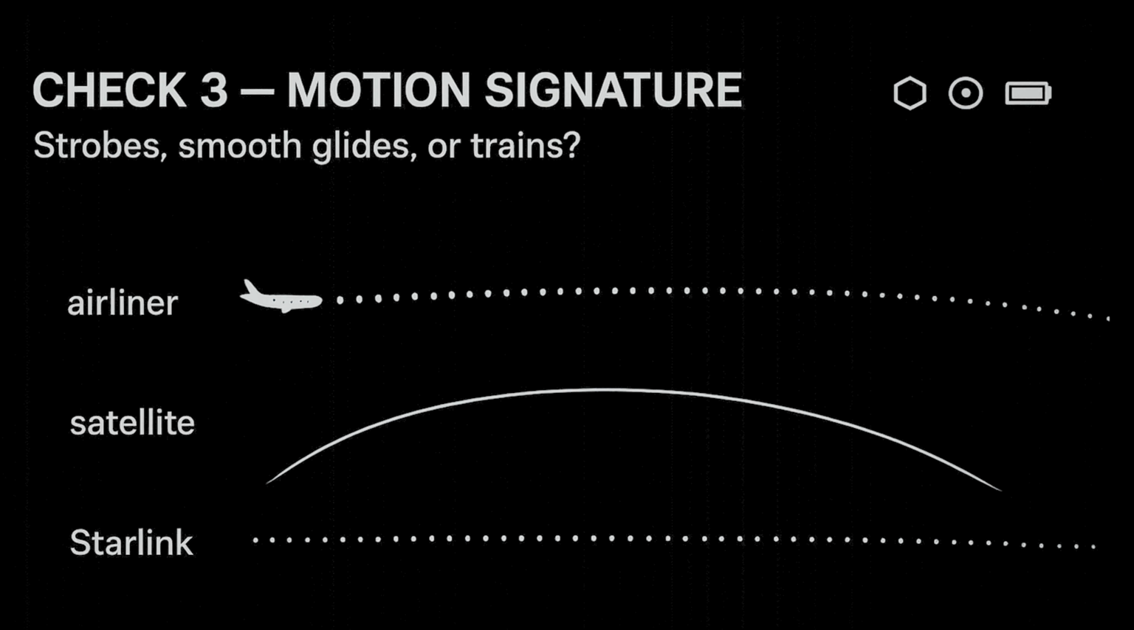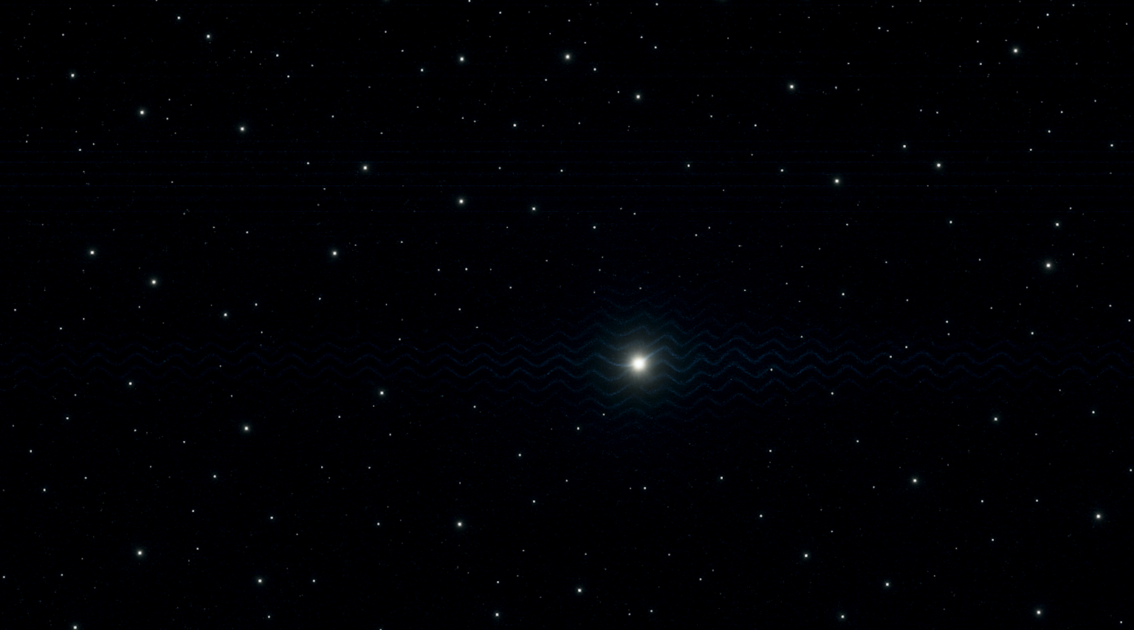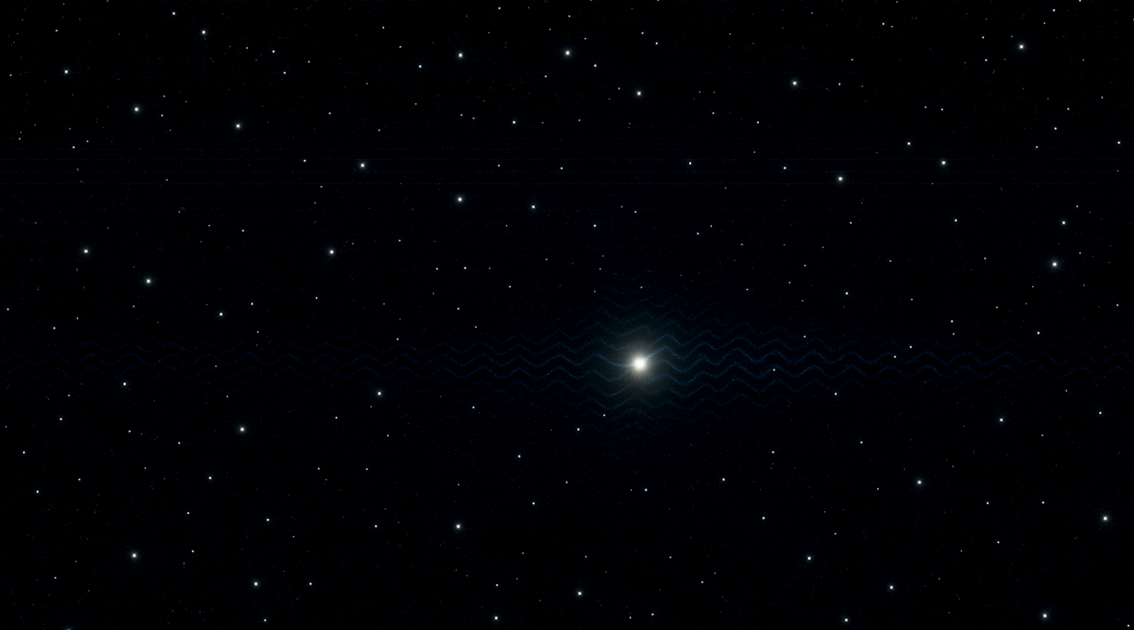Check 3. Motion signature. Third, motion signature. Scrub frame by frame. Airliners equal steady track and periodic strobe flashes. Satellites equal smooth, non-accelerating glides. Starlink equals evenly spaced train near dusk or dawn. If the object changes direction instantly with no easing, it might be digital stabilization or camera jerk. Look for the background jitter to match. Score it: +1 if motion or acceleration isn't explained by camera shake, flares or known traffic.